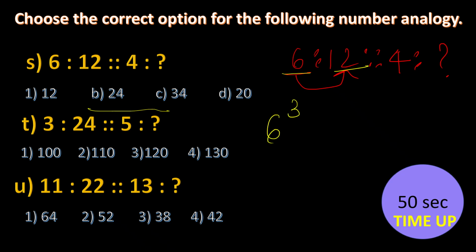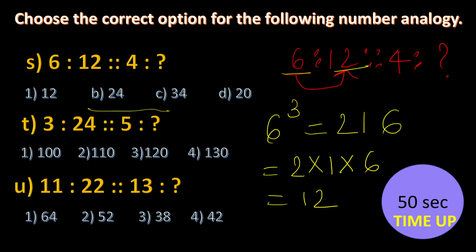Now I'll take 6 cube. 6 cube is what? 216. If I add 2 plus 1 plus 6, that will give you 9, it will not give you 12. Now I will try with multiplication. 2 into 1 into 6. So this gives you 12. Correct? So this is the logic.